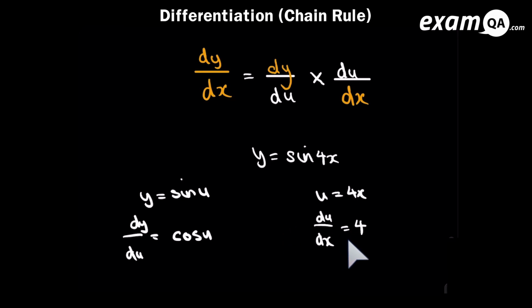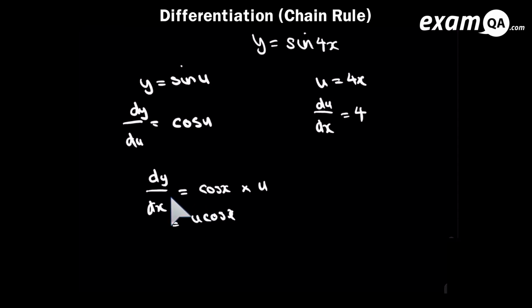Okay, so what can we do with these results? Remember, we want to work out dy dx. And if you look back at the chain rule, you can work out dy dx using dy du and du dx and multiplying them. And that's brilliant because we've got dy du and we've got du dx. So let's go ahead and multiply them to get dy dx. Now, we don't want u in our answer. And if you look back, we said u equals 4x. So we can replace that u with 4x.